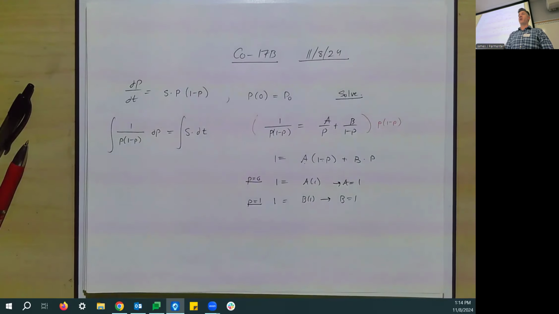which is pretty typical for differential equations problems where you have partial fractions. Usually the partial fractions decomposition is pretty easy to find. Like it's usually very nice. Both things are 1 or 1 and -1 or something like that.